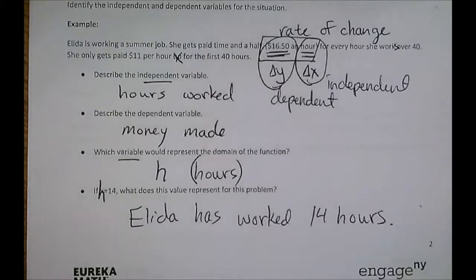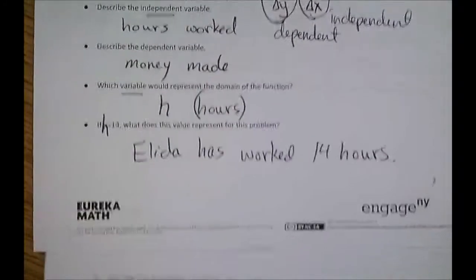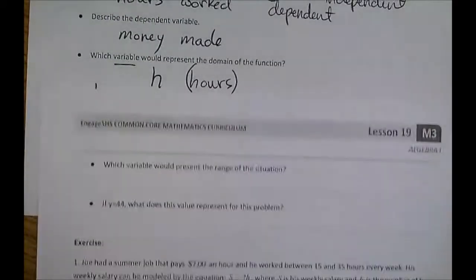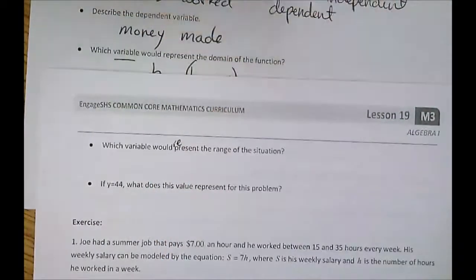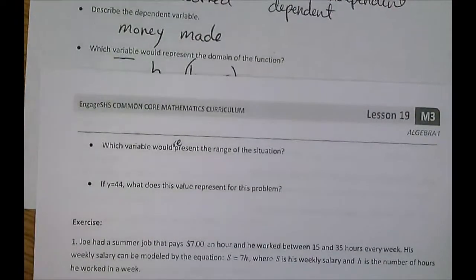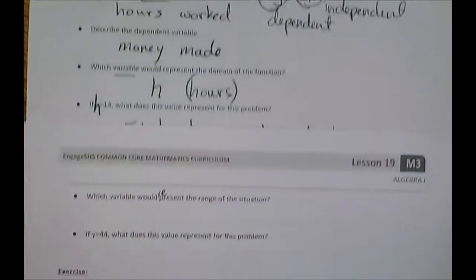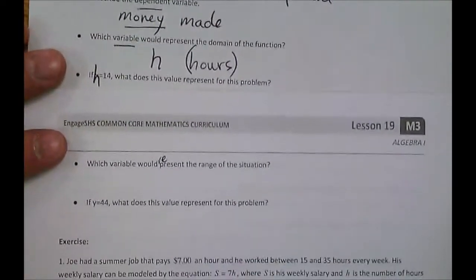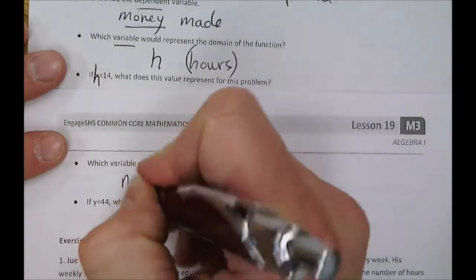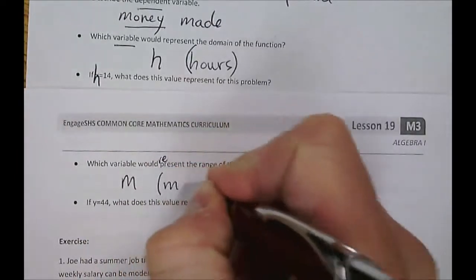Now, this isn't the end of the problem. The problem goes on to page 3, so I'm going to slide out page 3 here and start working on that one. Which variable would represent the range of the situation? We've identified that the dependent variable is money made, so the variable that we're going to use in this case is m, as in money.